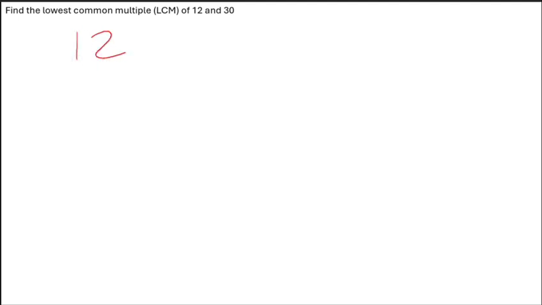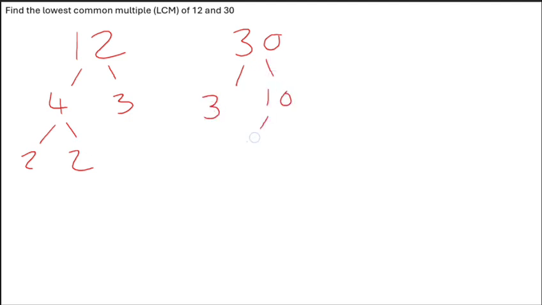So I'm going to write 12. I'm going to break 12 into 4 and 3, and then 2 and 2. Then I'm going to do the same thing for 30. So I've got 30, I've got 3 and 10, and I've got 2 and 5. They're all prime numbers, so I don't need to do any more for them. Then I'm going to put them in a Venn diagram just to help me see which ones go into which.